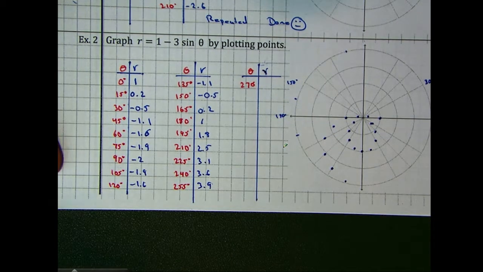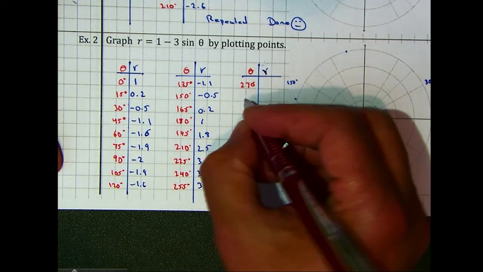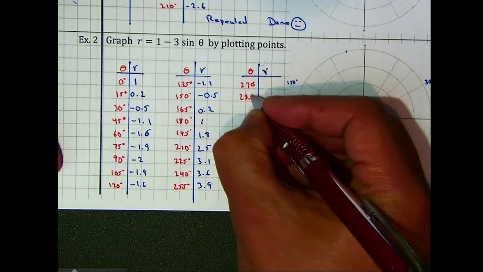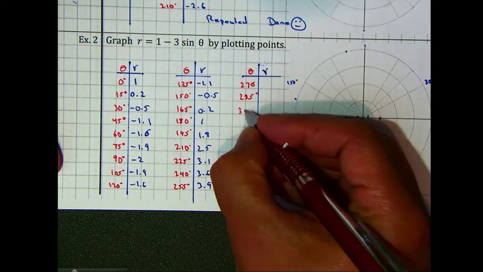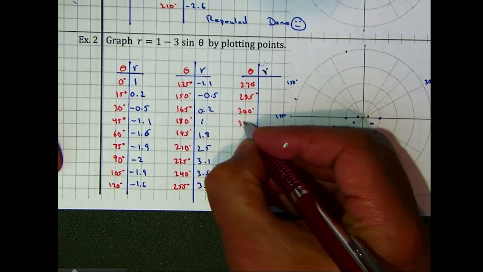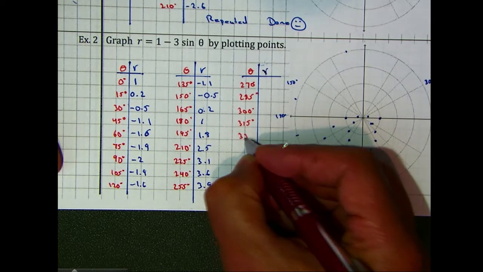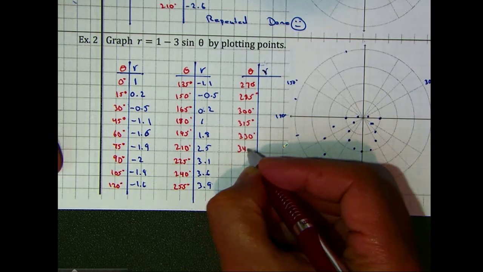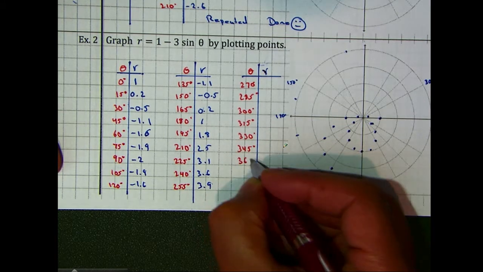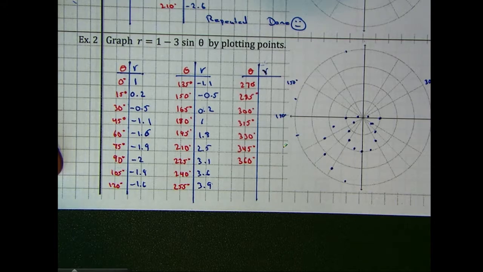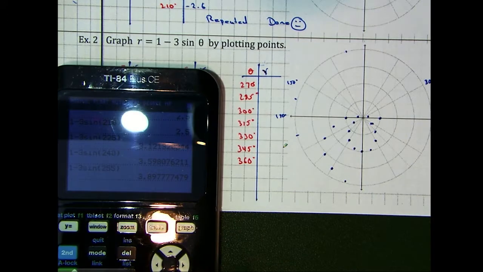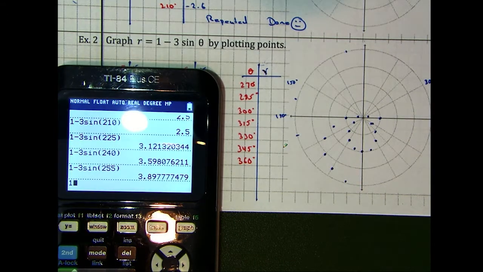So we have 270, 285, 300, plus 15 will be 315, plus 15 will be 330, 345, and last will be 360, and then we'll be done. So we're almost there. So we have 1 minus 3 sine of 270. We said that has to be 4, which it is.